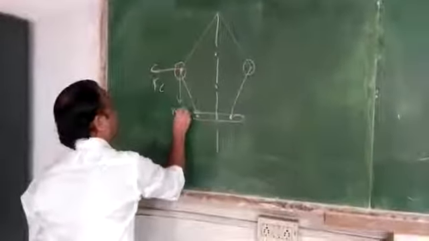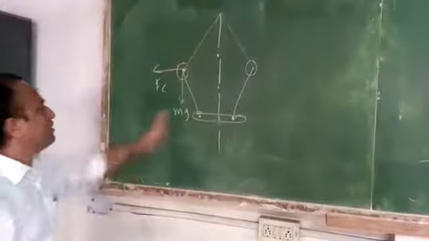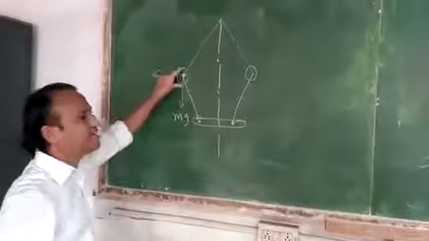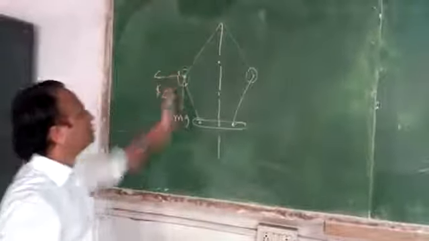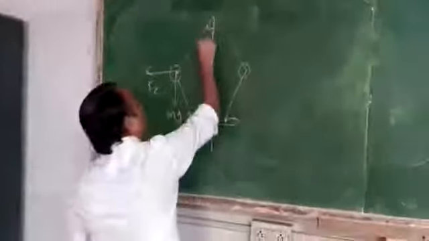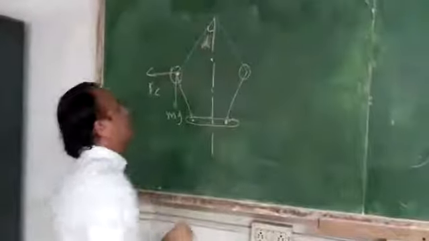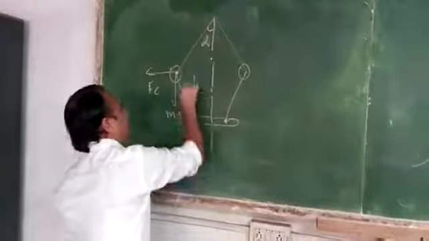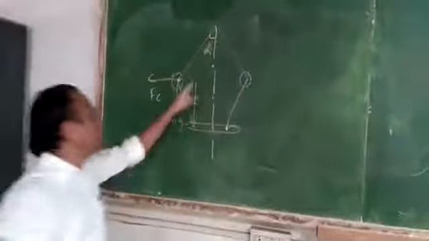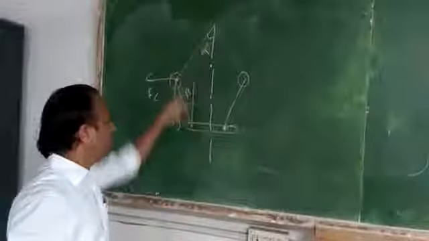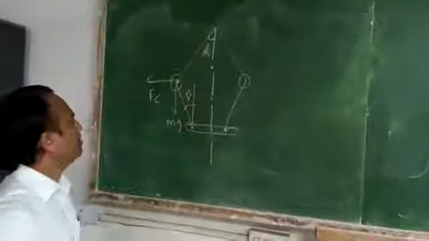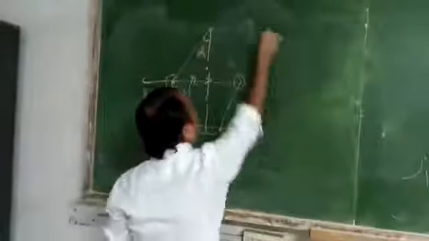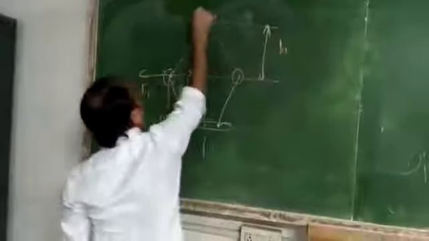Mg acting vertically downward, that is weight of the governor ball. Fc is the centrifugal force which is acting at the center of governor ball. Alpha, inclination of upper link with respect to vertical. Similarly, beta, inclination of lower link with vertical. R, radius of governor. H, height of governor.